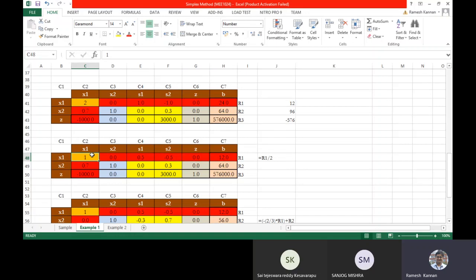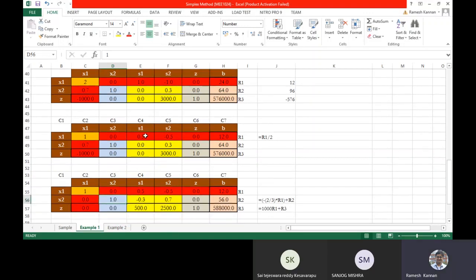The next step is making the other elements in the key column 0. How do we make this cell in row 2 become 0? The value is 2 by 3. When we multiply x1 by minus 2 by 3 and add the value to x2, then this x2 will become 0. So 1 into minus 2 by 3 plus 2 by 3 becomes 0. Minus 2 by 3 into 0 plus 1 is 1.